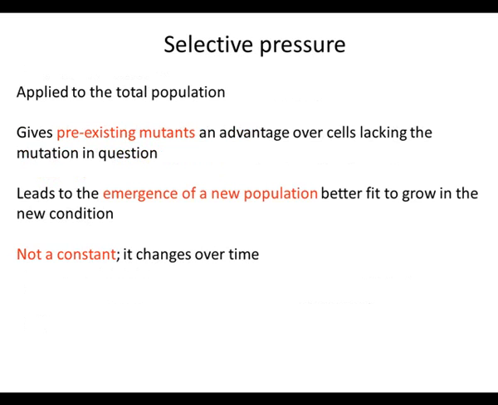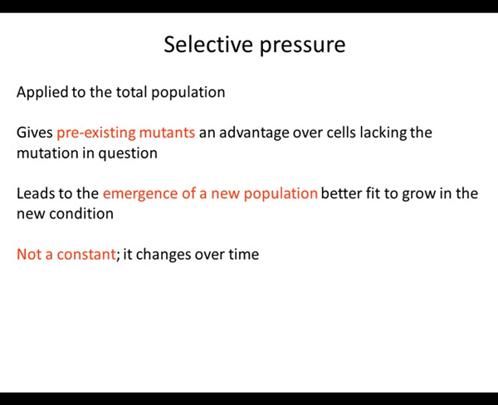Okay, so selective pressure. Like I said, one kind of selective pressure would be addition of an antibiotic to a population. So that selective pressure is applied to the total population, and then a mutant that's in the population that's resistant, in the absence of that antibiotic, wouldn't have any advantage, right? It would just be one of millions or billions. But as soon as you add that antibiotic, then you favor the growth of that resistant organism, and the other ones are prevented from growing. So that's going to lead to the emergence of a new population that is able to grow under that condition.